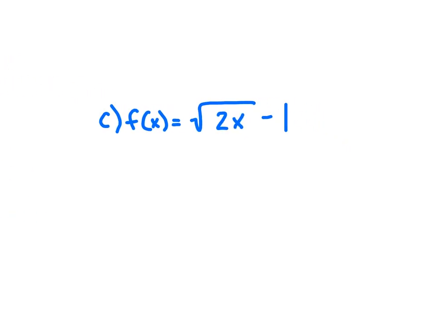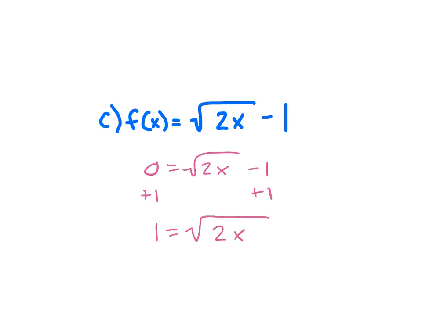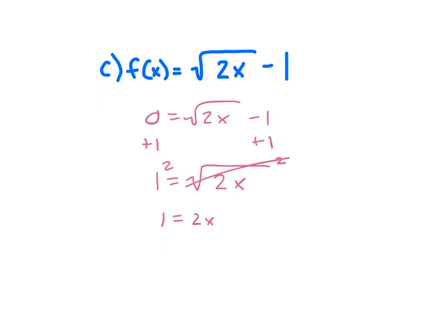And the last one, we have 0 is equal to the square root of 2x minus 1. So here we can just solve for x. So we're going to add 1 to both sides. So 1 is equal to the square root of 2x. To get rid of that square root, we are going to square both sides. So 1 squared is just 1. So 1 is equal to 2x. Then we divide by 2. So x is equal to 1/2.